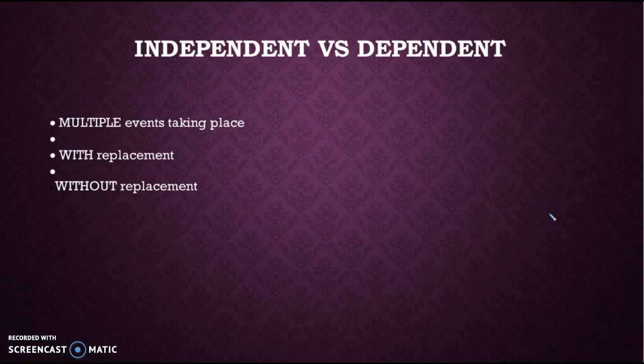Independent versus dependent. Keep in mind, this is when you have multiple events taking place. So you are picking a card and then you're picking another card. Or you're rolling a die, picking it up, and you're rolling again. Or you're rolling a die and flipping a coin. But you're doing more than one thing. If it says with replacement, that means that you're putting it back in there every time, you're starting from scratch. So that's independent. Rolling a die and flipping a coin will always be independent because you start from scratch each time.